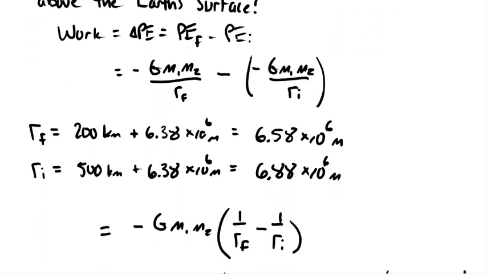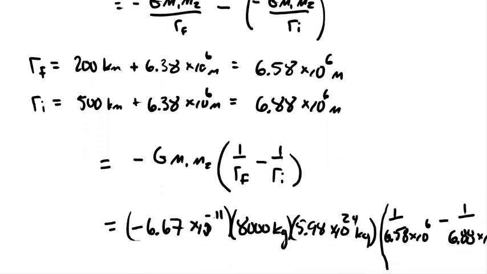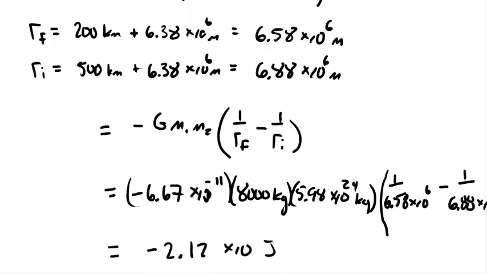I rearranged the formula a little bit to make it a little easier to use, so I don't have to repeat terms. And if I plug in the numbers, I get negative 2.12 times 10 to the 10 joules. So this means by moving the satellite closer to the Earth, I've lost potential energy.